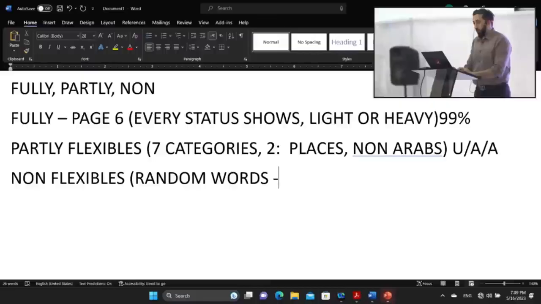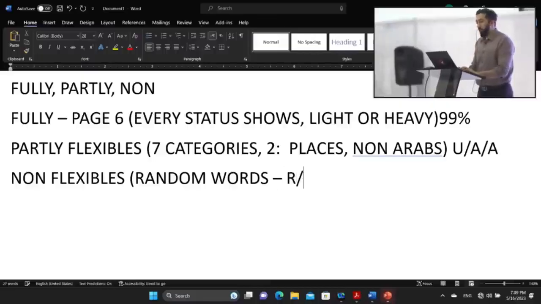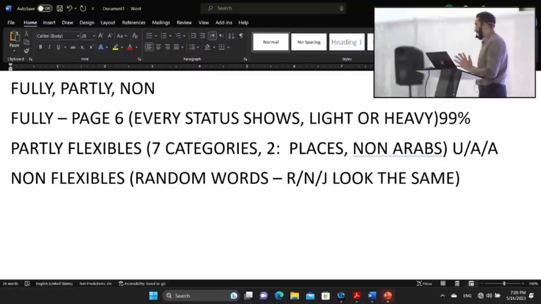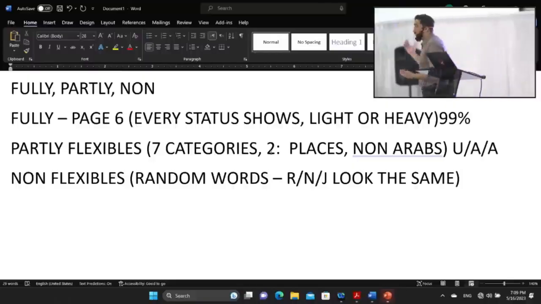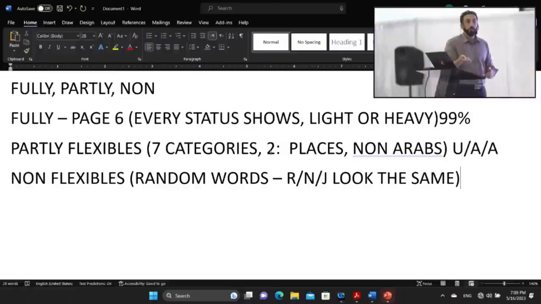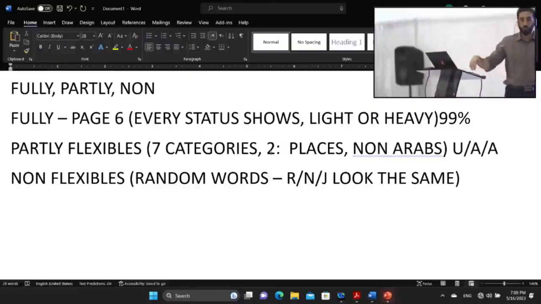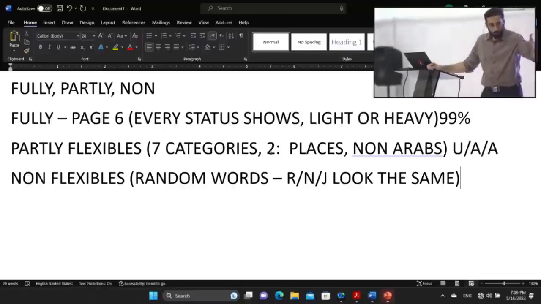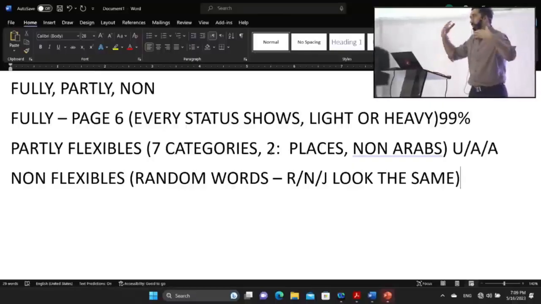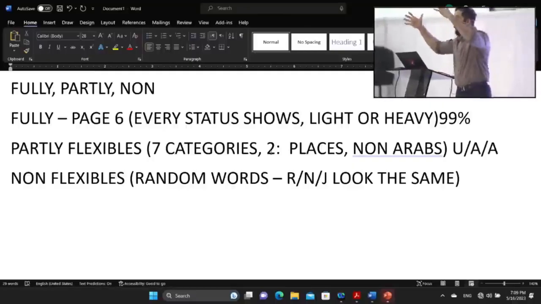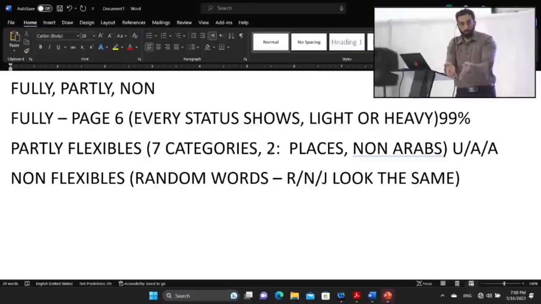So they're random words, but the key, the common denominator, is that the rafa' and the nasab and the jar look the same. That's the key. And how will you know? I'll tell you. Hey, by the way, this word is non-flexible. The moment I say this word is non-flexible, what are you supposed to think? I don't know. It could be rafa, it could be nasab, and it could be jar, which means I have to look for other clues to figure out the answer.